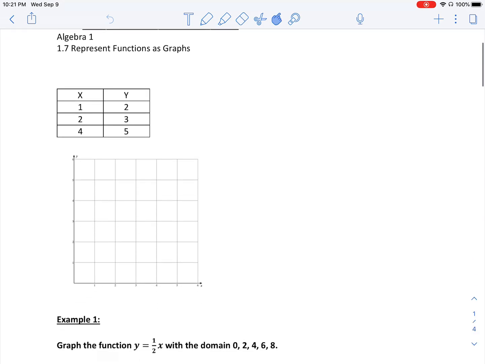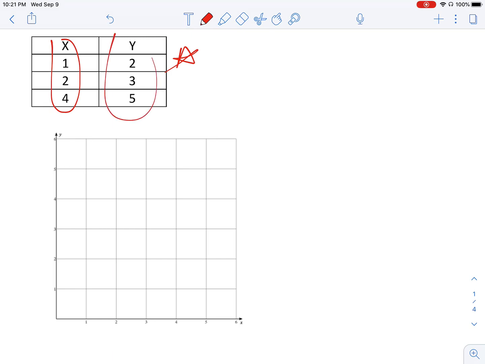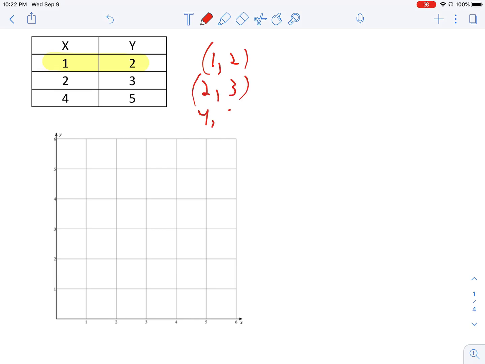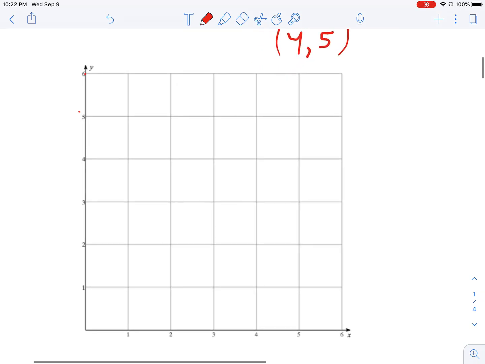So right off the bat, we have an example, and we have our table. In our table, we have the x columns and the y columns, okay? In this case, we're simply just going to plot the points. Each value in the table is an ordered pair, right? So that would be 1, 2, 2, 3, and 4, 5, okay? It's hard to see here, but the graph is labeled for us by ones.